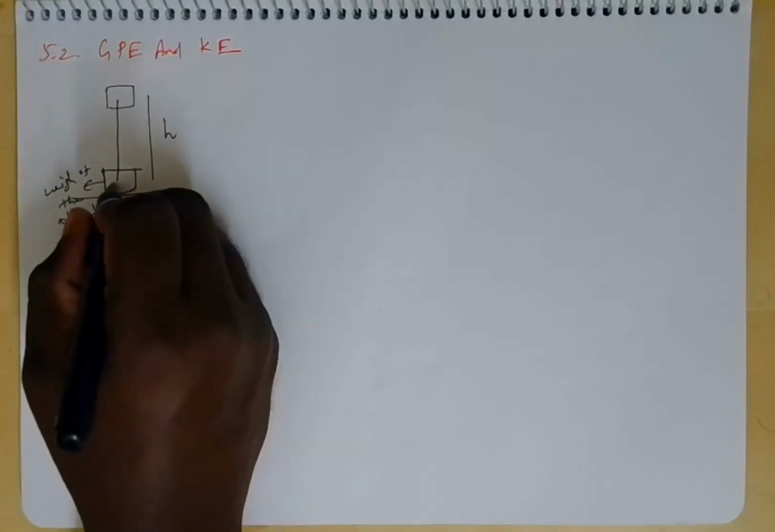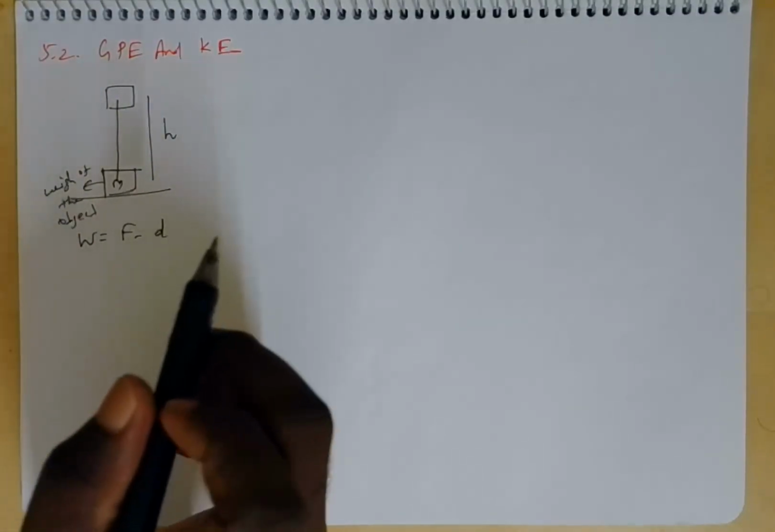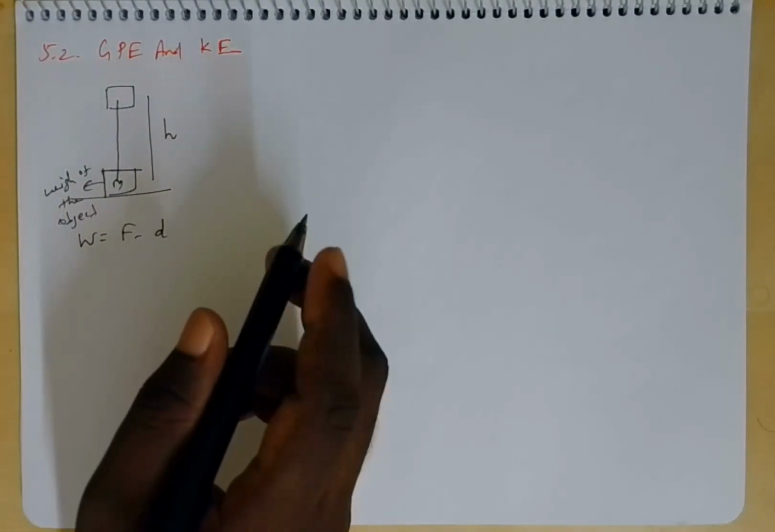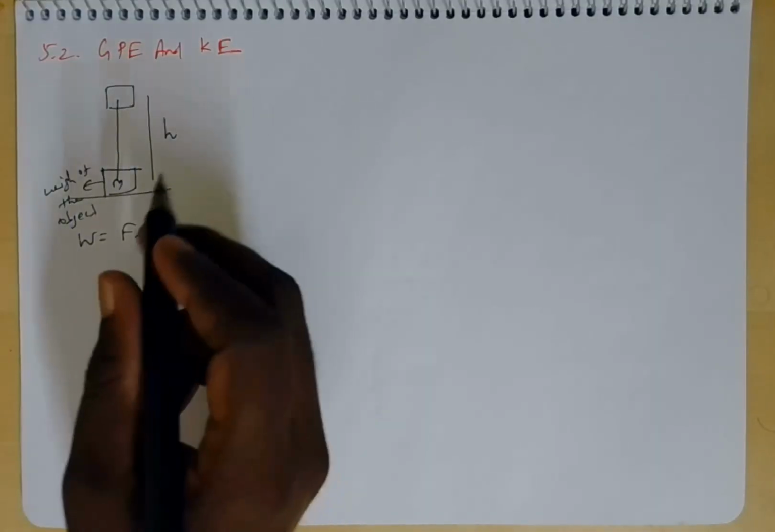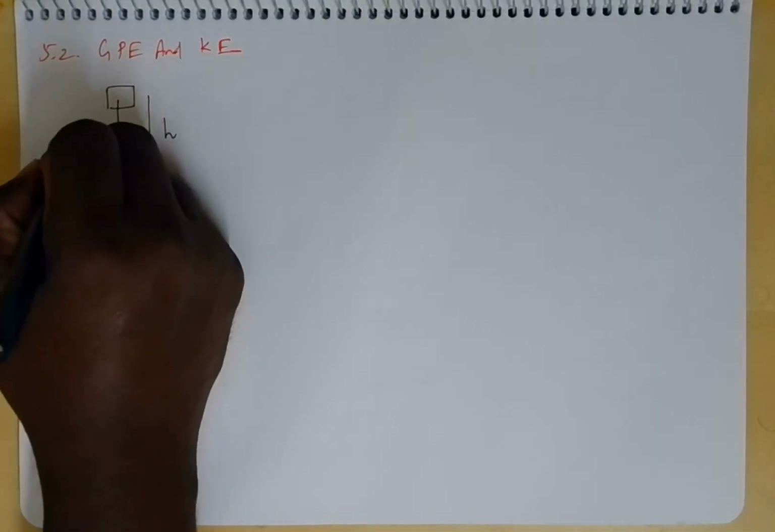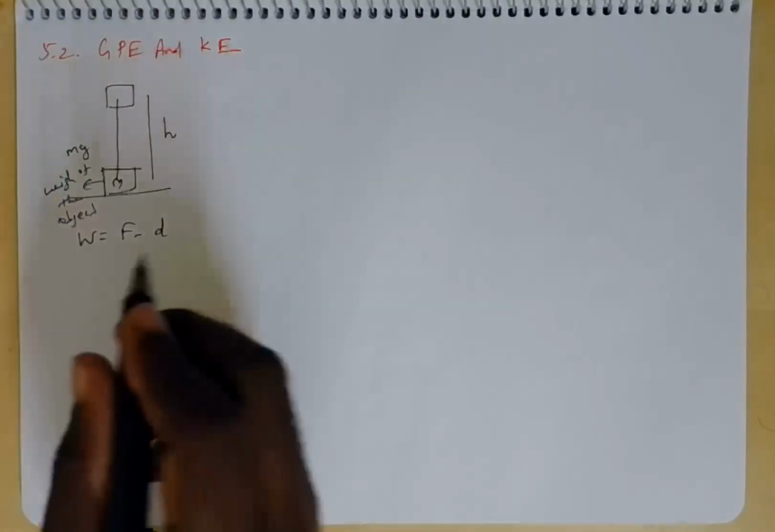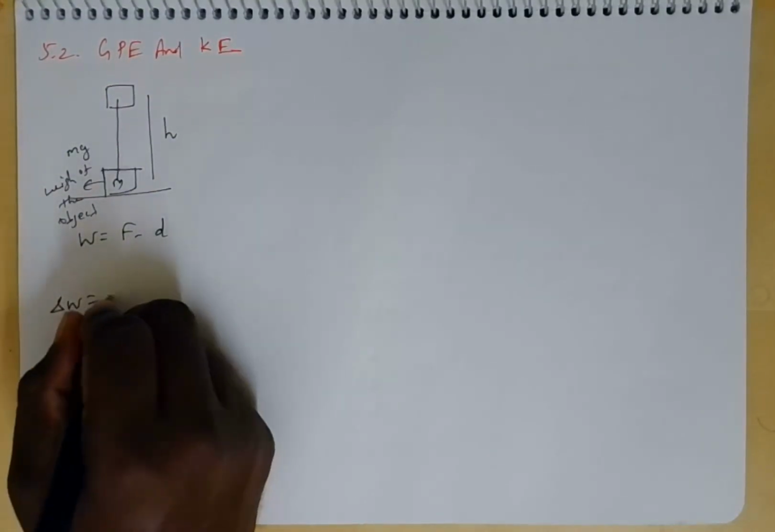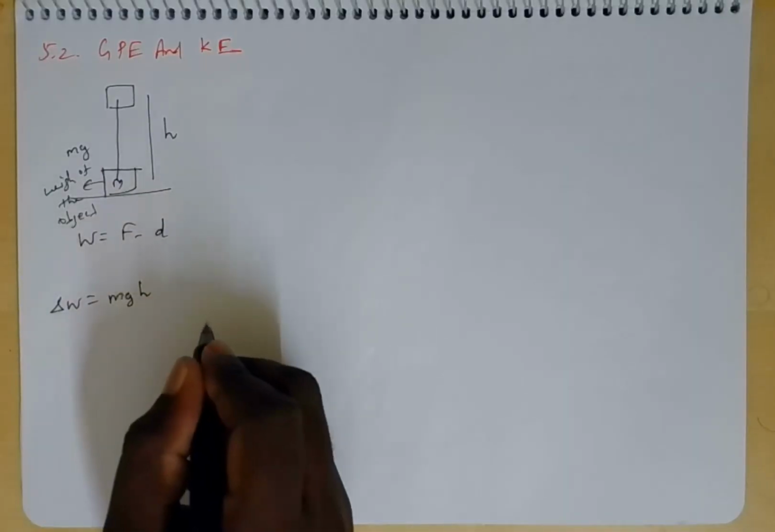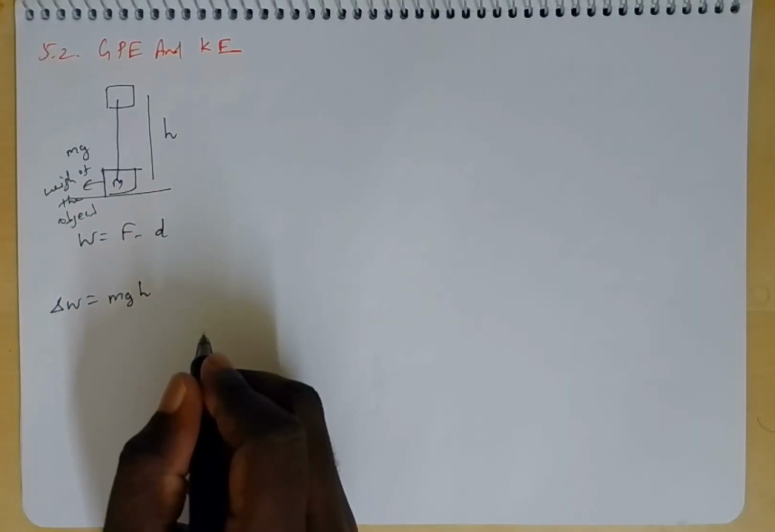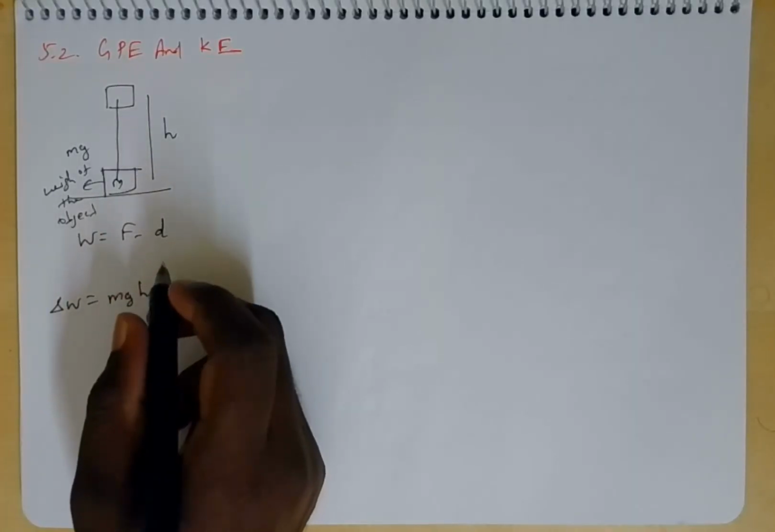What is the weight of this object in this case? If mass is m, the weight of the object is mg. Moved by what distance? h. So the work done is mgh. Yes, that's gravitational potential energy.